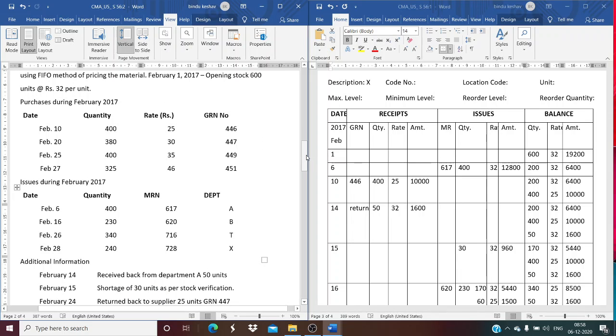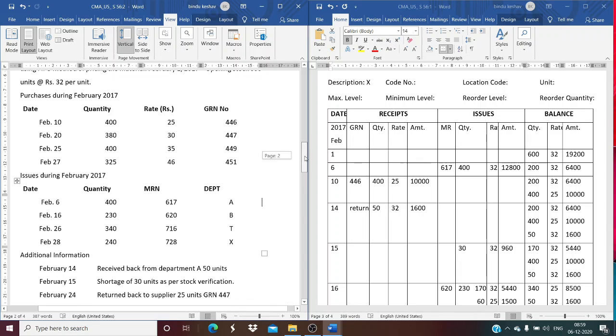We have information about the purchases during February 2017, the different dates and the quantity and at what rate it was purchased, as well as the goods received note number. Same way, the issues during February 2017, the different dates of issue as well as the quantity issued, MRN number, and the department to which these materials are issued.